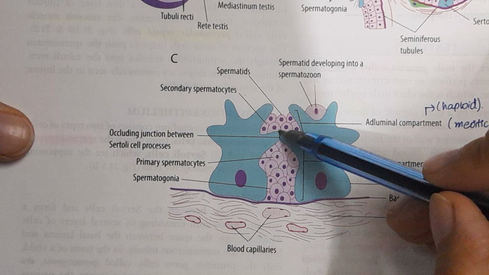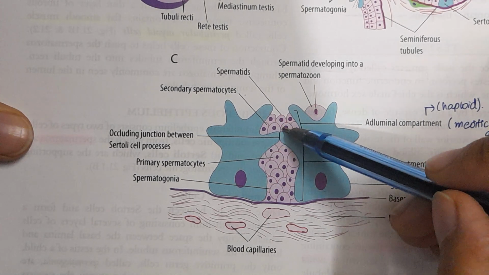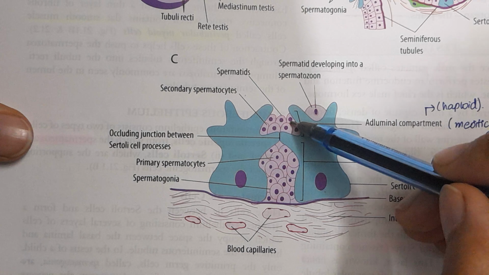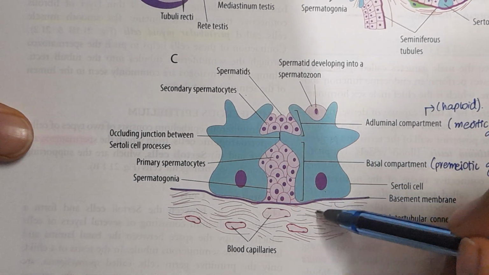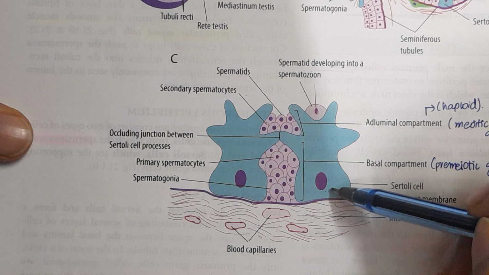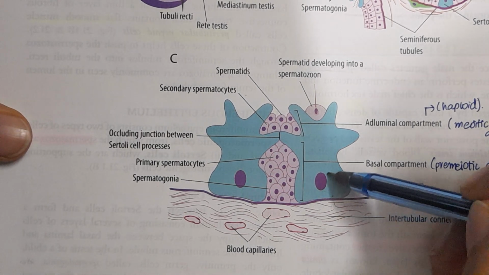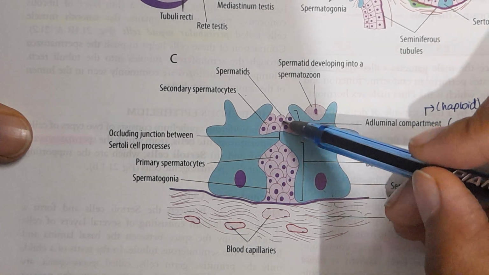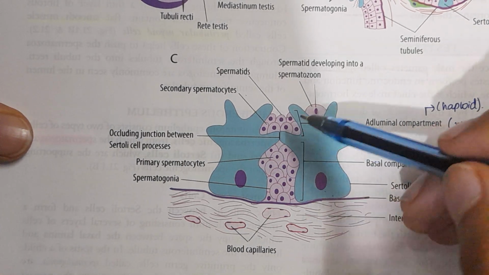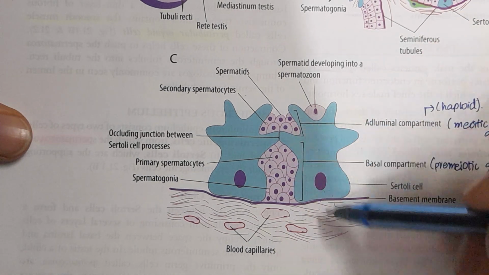But these cells which are occluded, or which are separated by the blood testis barrier, are going to be provided with nutrition by the fertilized cells. The fertilized cells are going to absorb the oxygen and nutrients from there. Then through their cytoplasm, they are going to transport the oxygen and nutrients over to these adluminal compartment cells. So the first function is the supporting and nutrition function.